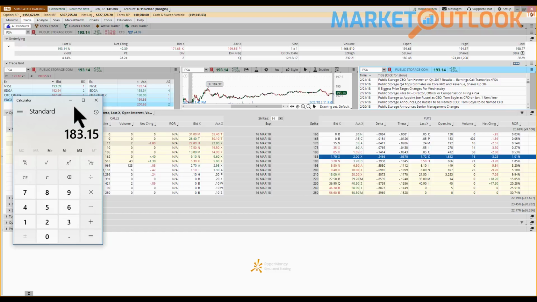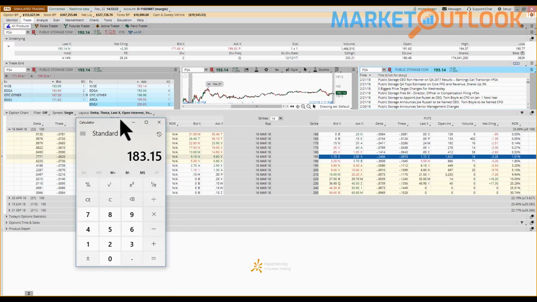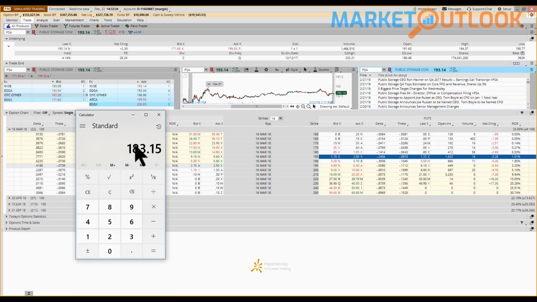So if you wanted to see what sort of dividend yield you would attain if you were put this security, and remember, you're only going to be put this security in all likelihood if it closes below 185 here in March, the third week of March, 22 trading days from right now, let's see what our yield would effectively be if our break-even price was 183.15.